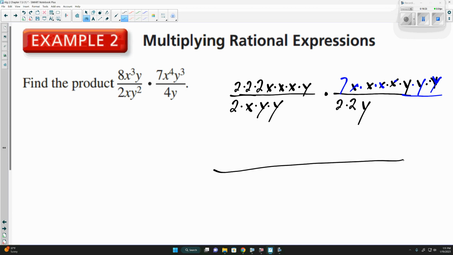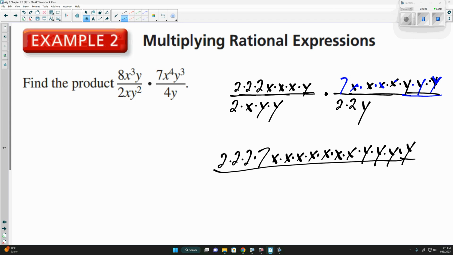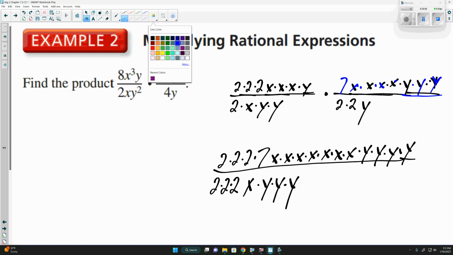Now we can put all these together. So we have three 2's and a 7 on top, because we're multiplying top with top. Now we've got three x's here and four here, so we have seven: 1, 2, 3, 4, 5, 6, 7. Then we've got four y's: 3 here, 1 here, 4. On bottom, we've got three 2's: 1 from the first, 2 from the second. We have one x, and two y's from the first, and one from the second. So really just merging them all together.